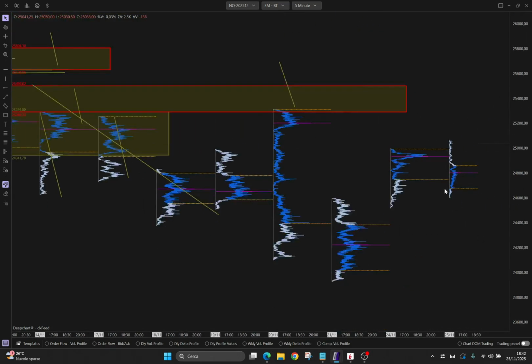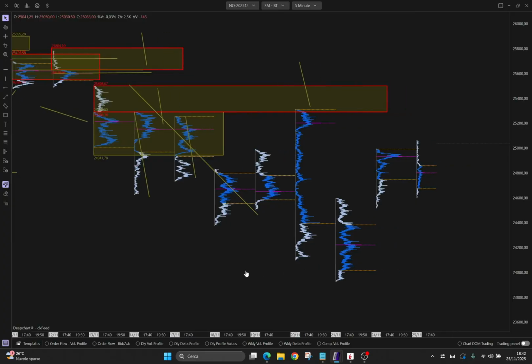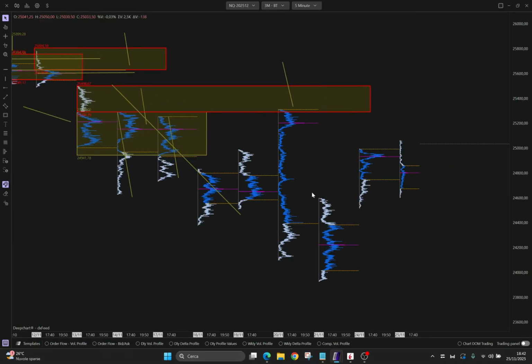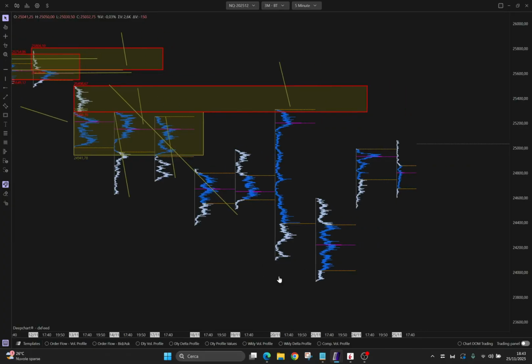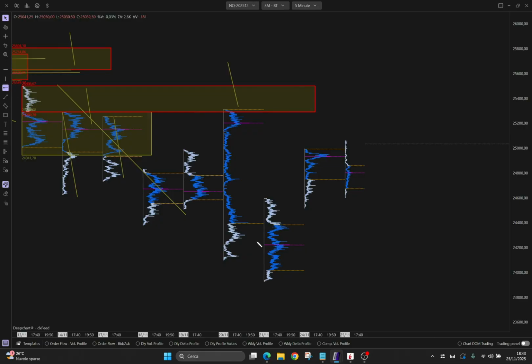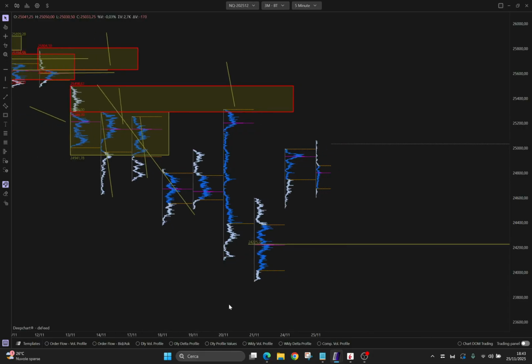Now, what do we see? We see that the market, again, tries to break down on the low side, okay? And the market breaks down on the low side. So we have an acceptance of the POC, okay? So again, the market switches gears to go short. After this, you see that they start to distribute. Okay, so you have the POC here, you have the POC here.